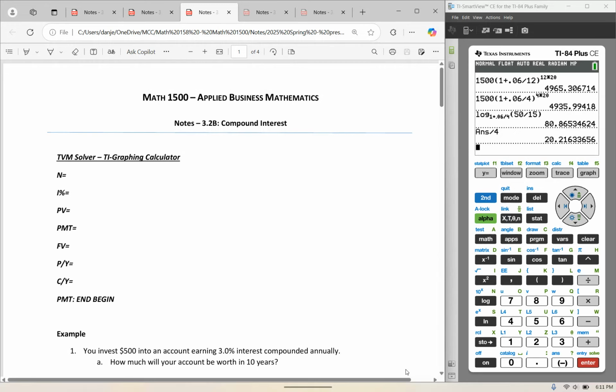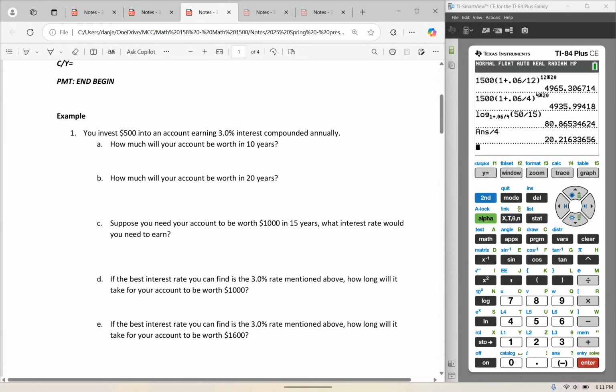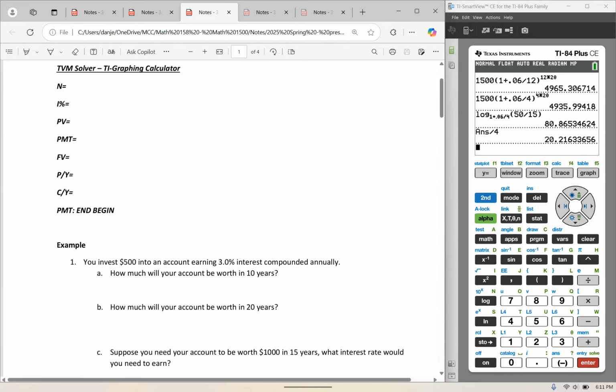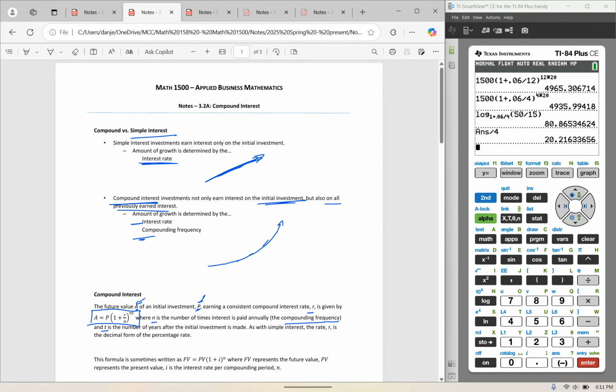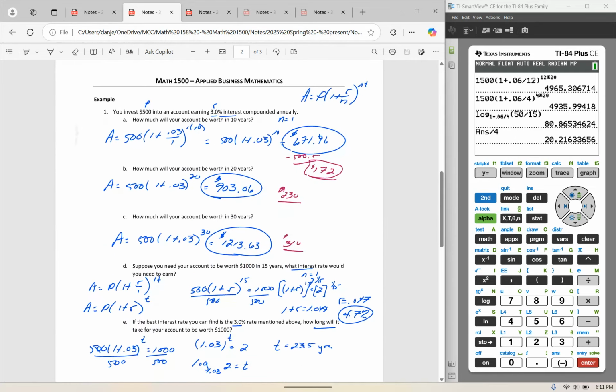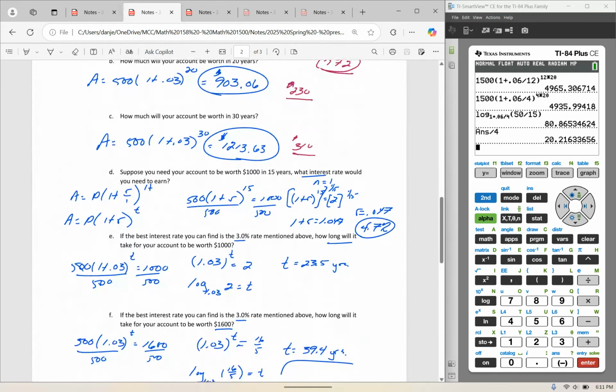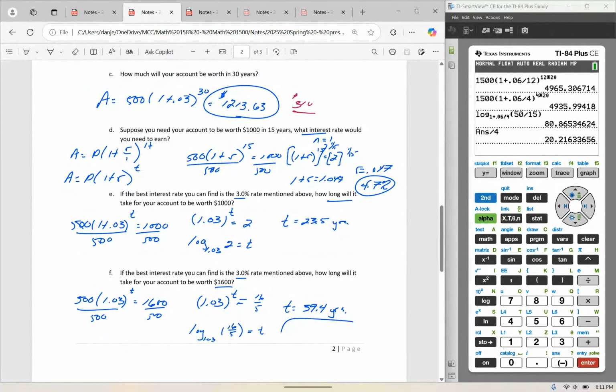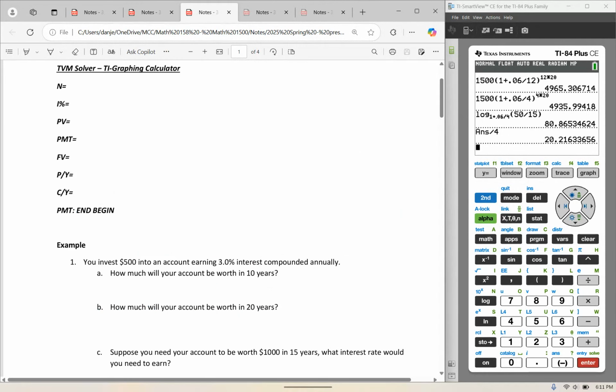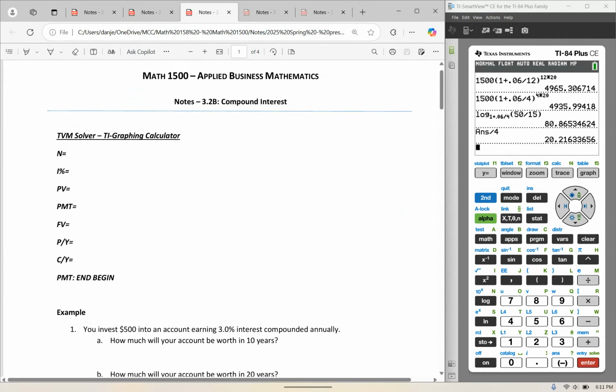In our last video, we actually did this exact problem that I have here. If I invest $500 in an account earning 3% interest compounded annually, what will my investment be worth? In fact, if you'll indulge me, here are notes from last time, and we did all the work using the formulas. I think it's an important skill to be able to do the formulas, but it's also important to know where we are in history and the things that we can do.